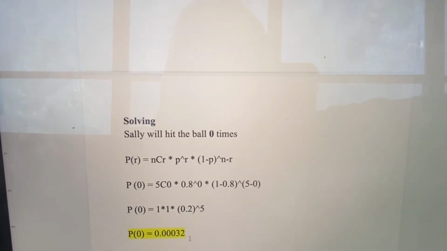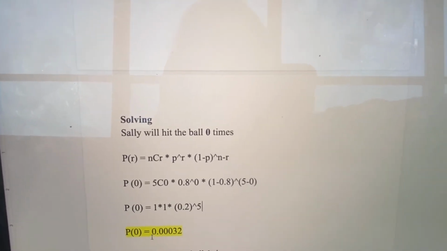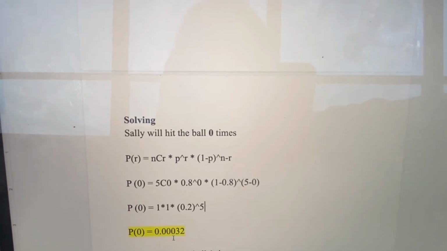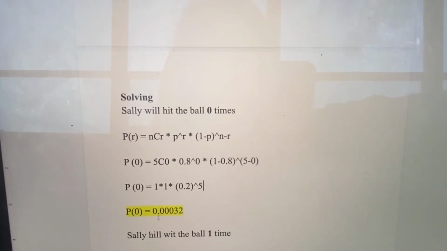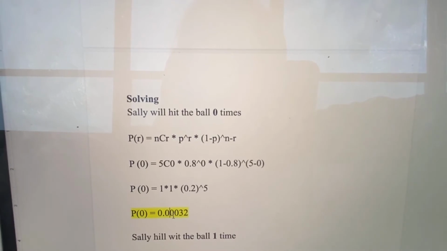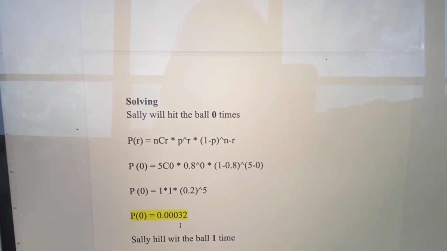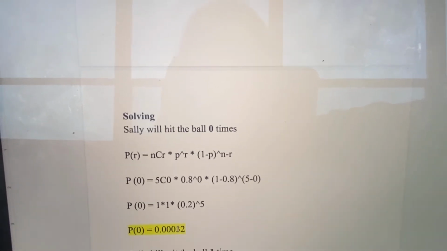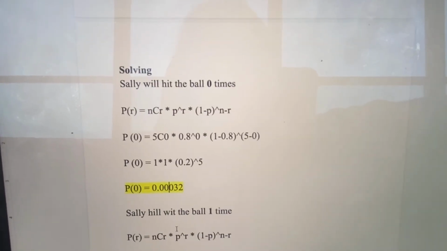And then our answer should be 0.00032. Or if you want to convert it to percentage, it's going to be about 0.032%. So the probability is very small for that problem.